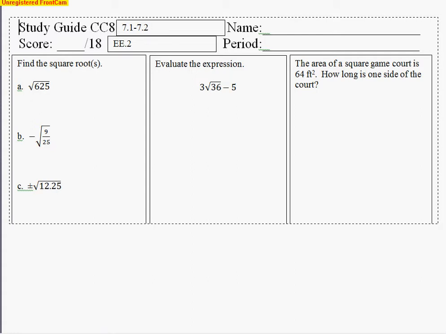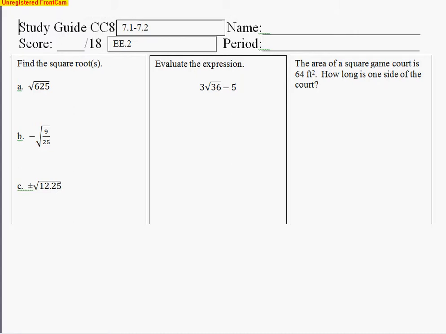This is the lesson for the study guide for sections 1 and 2 of the chapter 7 quiz. So let's take a look at our first problems here. It says find the square roots. Roots mean that we could have more than one, and that's what we'll see with one of these problems right here. This plus or minus sign means we are looking for two numbers that multiply to make 12.25, but we could either have two positives or two negatives.